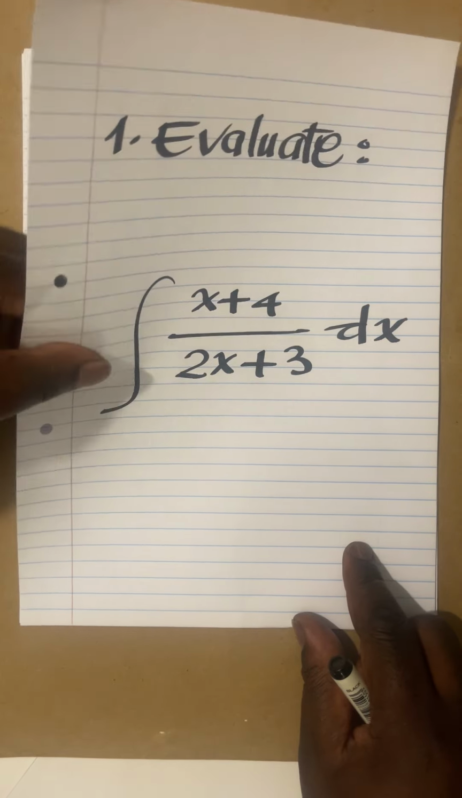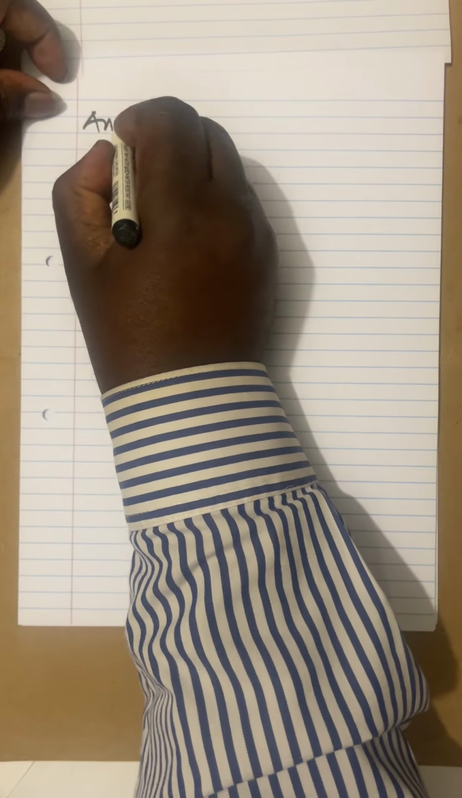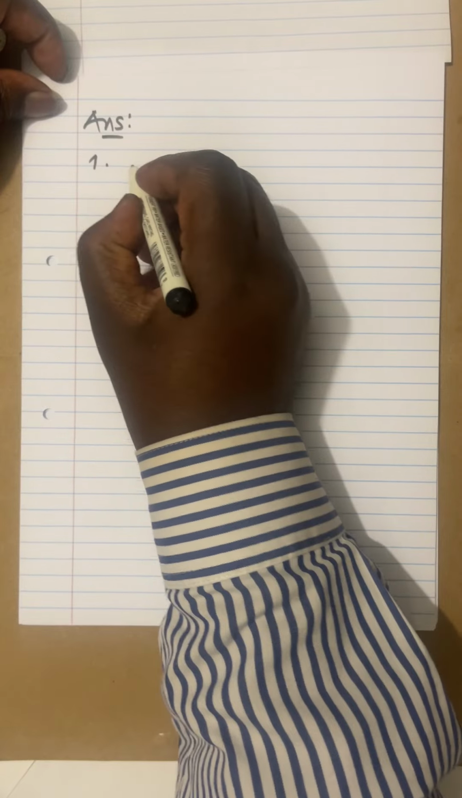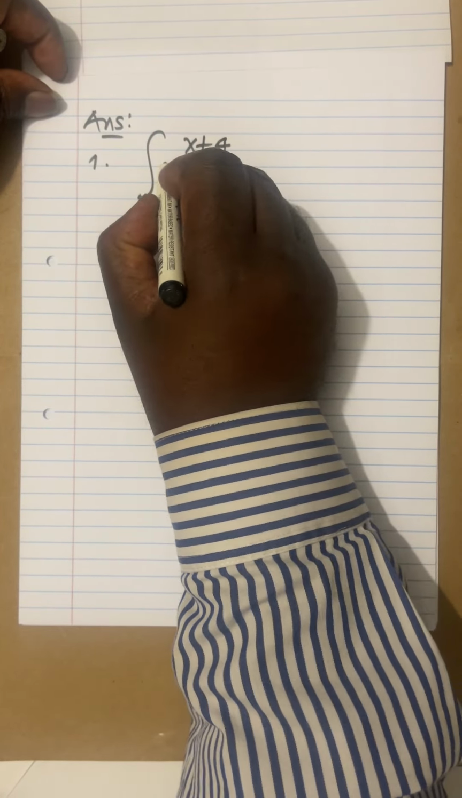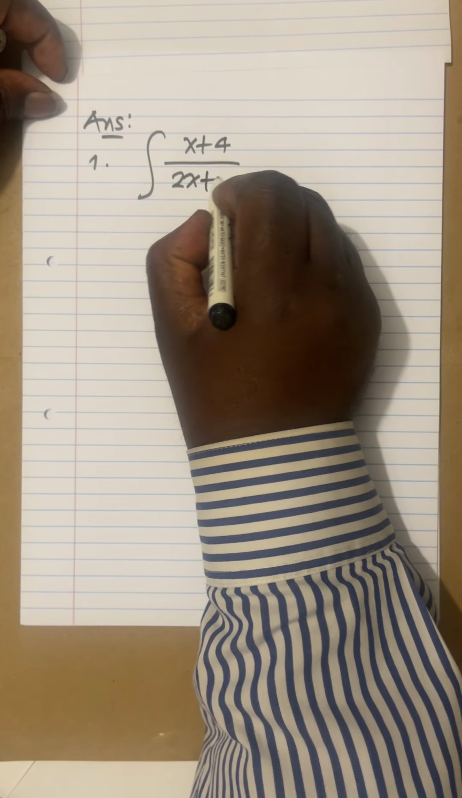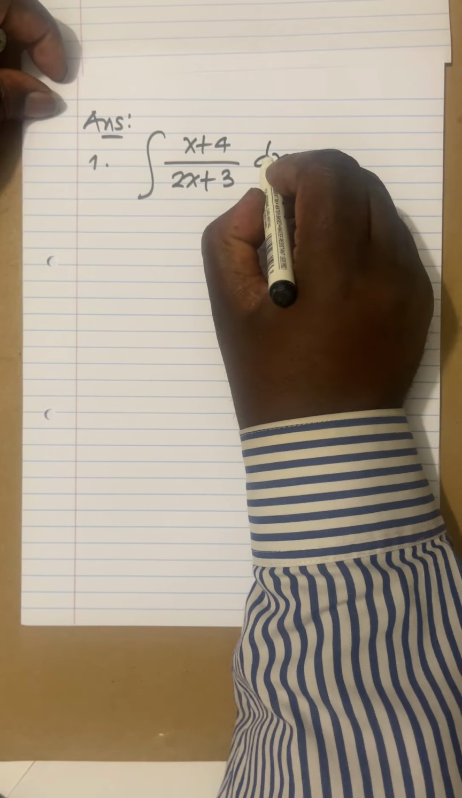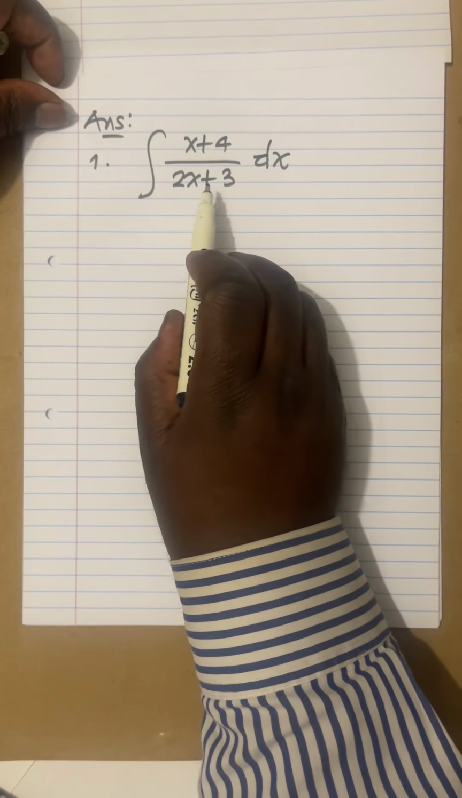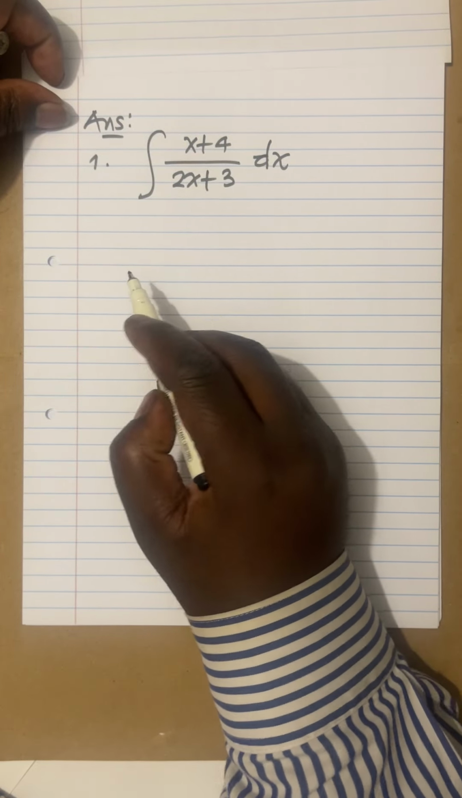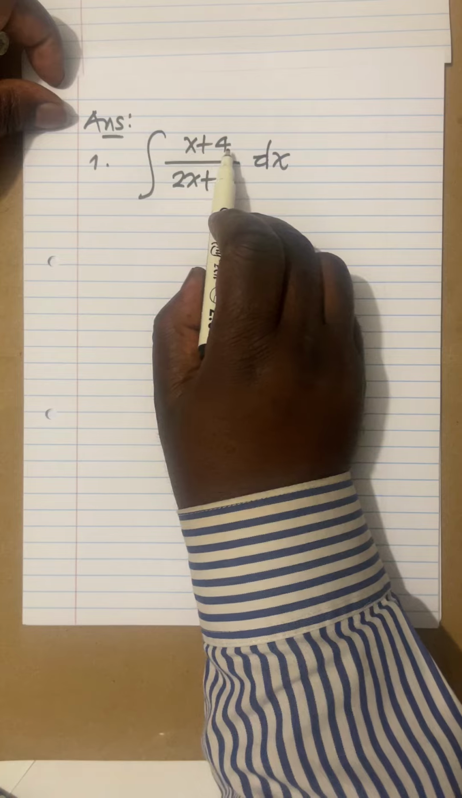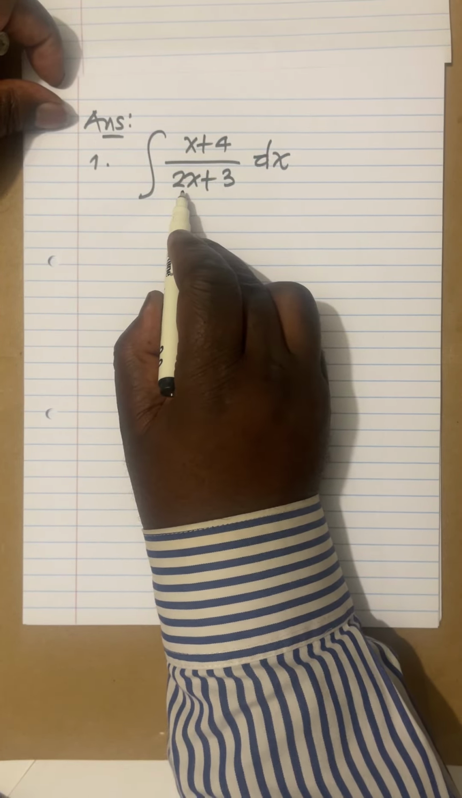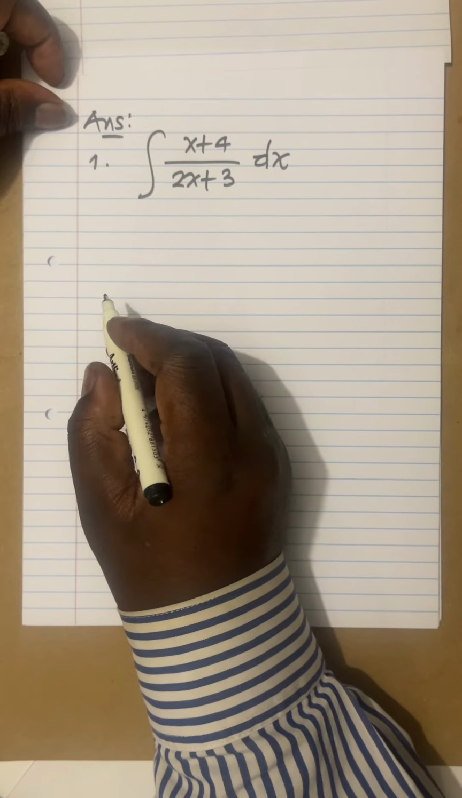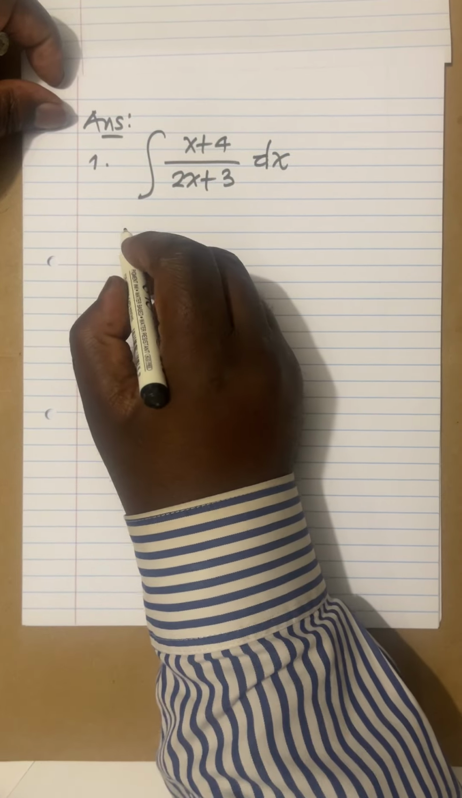Our first question, let me just capture the question first. Number one, it's the integral of x plus 4 all over 2x plus 3 dx. Now I want to produce the denominator in the numerator. In other words, I need to have 2x plus 3 in the numerator. So how do I do that? First is to obtain a 2x. So I have to multiply the whole numerator by 2. But I don't want to change the integral, so I have to divide by 2.